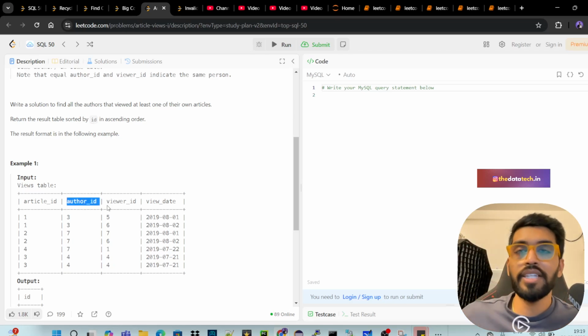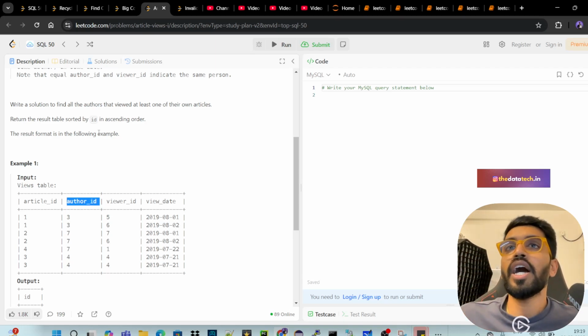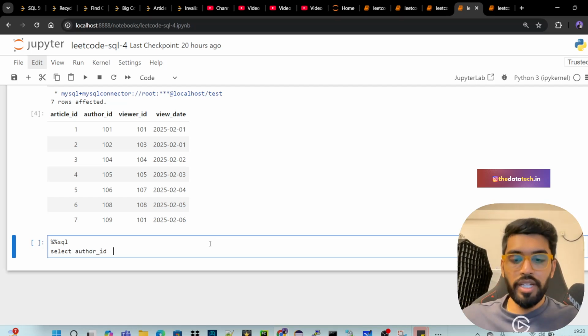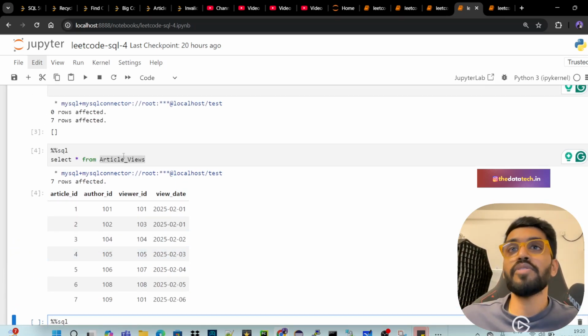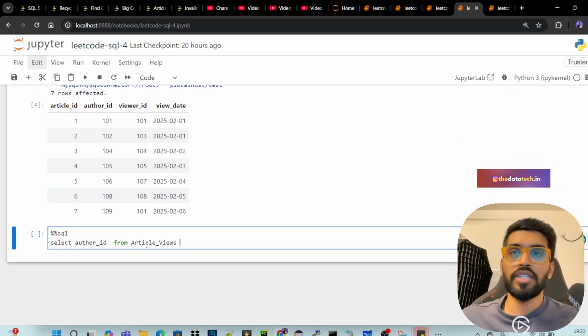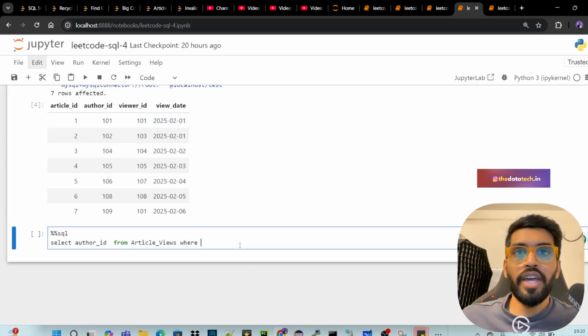We do have multiple IDs here. It's just author ID. And do they want us to maintain any order? Okay, ascending order. See, by default it's an ascending order, right? So select ID from views, but still we have to explicitly mention the order by, even though by default it is ascending, but that's okay. Where, okay, so here what you have to do is where author ID equal to viewer ID.